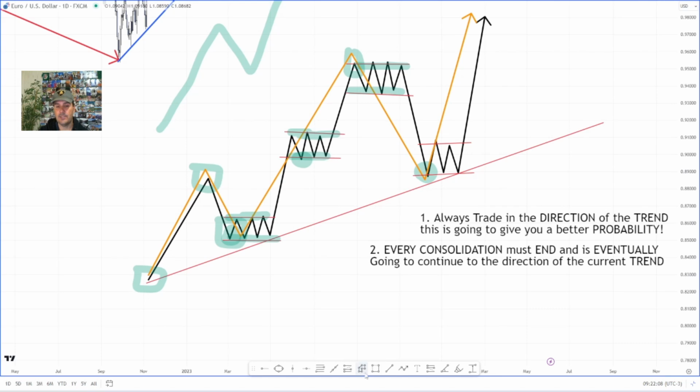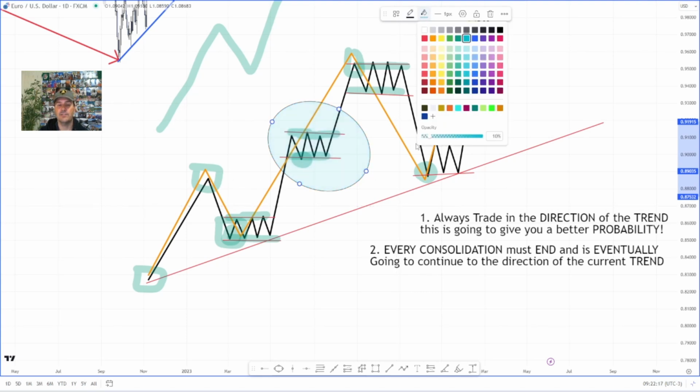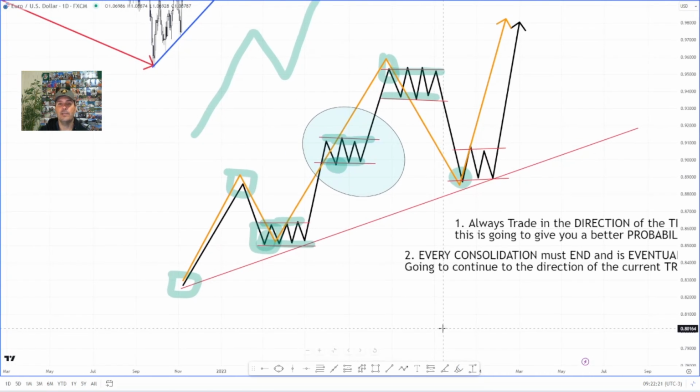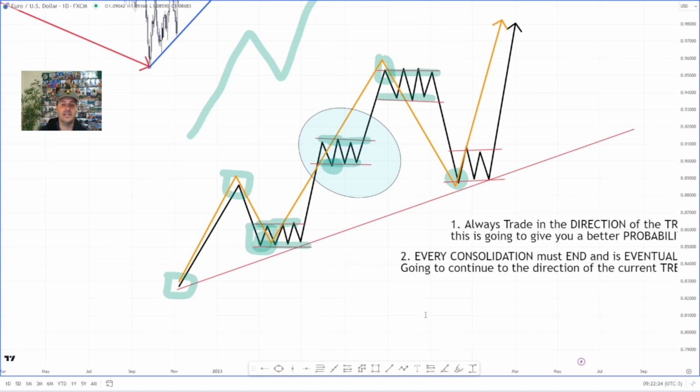So let's take an example. Let's talk about this one in here. All right, the blue circle. Make it transparent. Okay. What's the issue with trading consolidation against the trend?